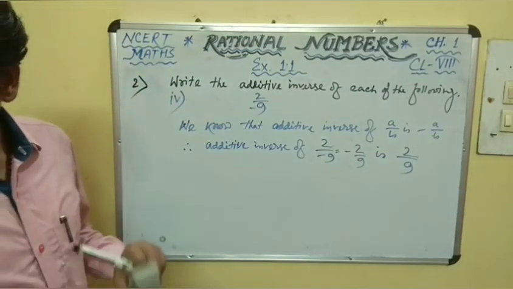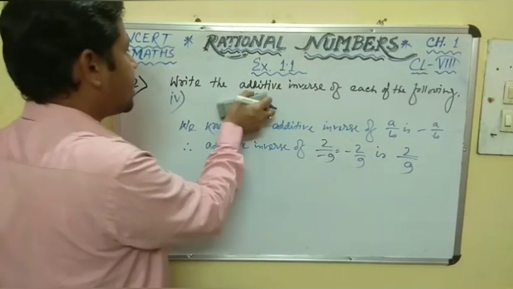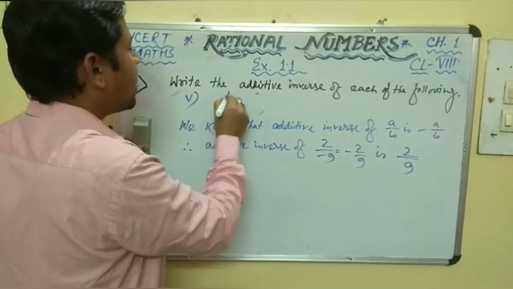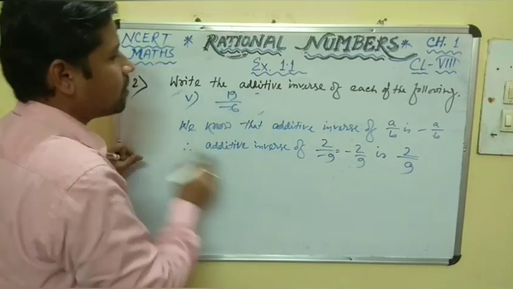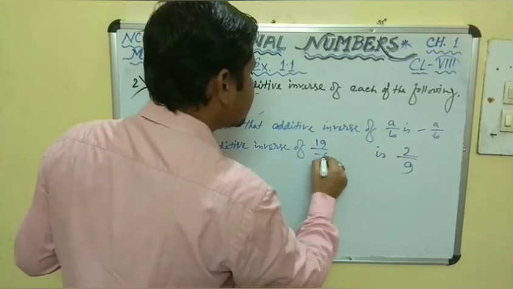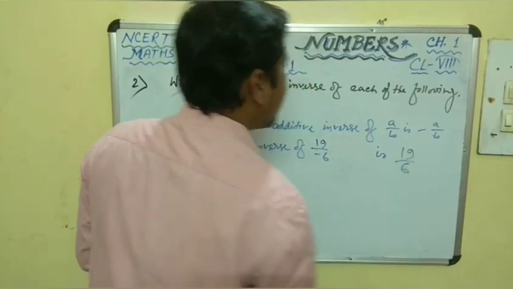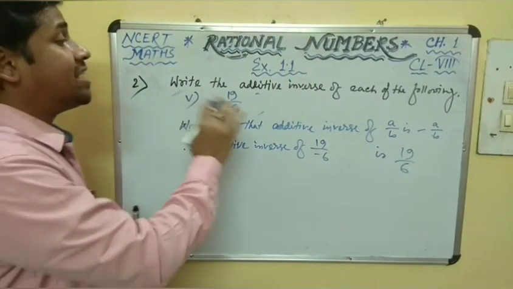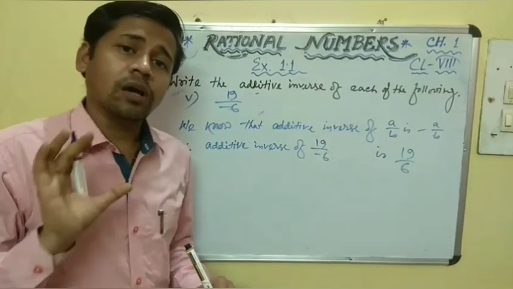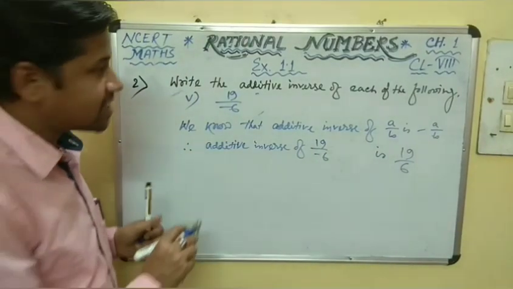In the same way we can find 19 by minus 6. Next one, number 5, 19 upon minus 6. The same wording applies: 19 upon minus 6 is 19 by 6 only. I think this is in question number 2, write the additive inverse of each of the following. All these problems, I think, are very clear to you. So now we are going to question number 3, verify that minus of minus x equals x.